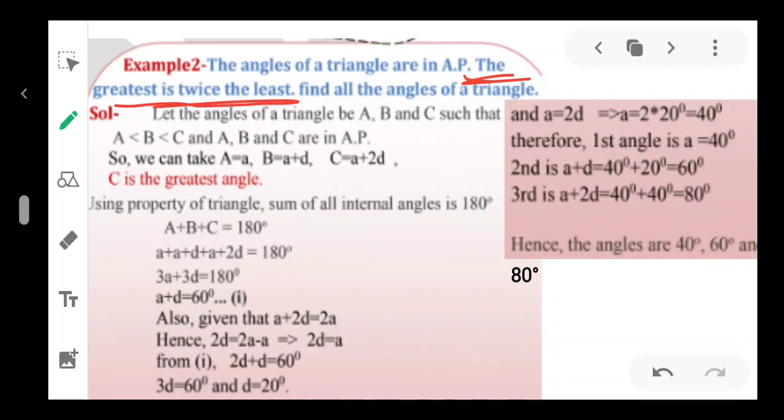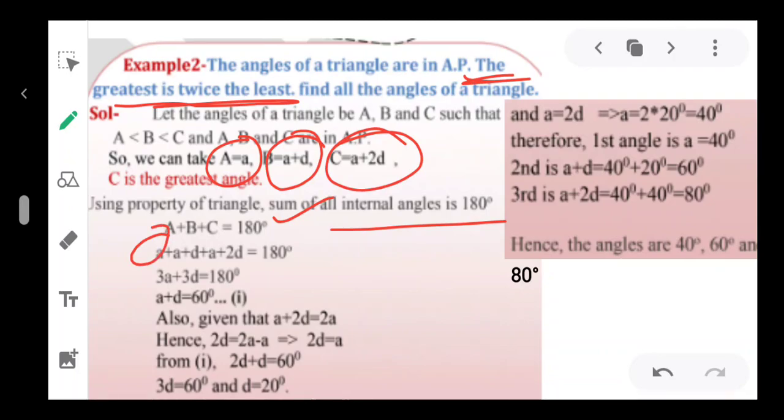Let the angles of a triangle be A, B and C such that A less than B less than C. Whatever you can take, we can take A is equal to A, B is A plus D, C is A plus 2D. Using the property of triangle, the sum of all interior angles is 180 degrees. A plus B plus C is 180. A means A, B means A plus D, C means A plus 2D. This must be equal to 180.